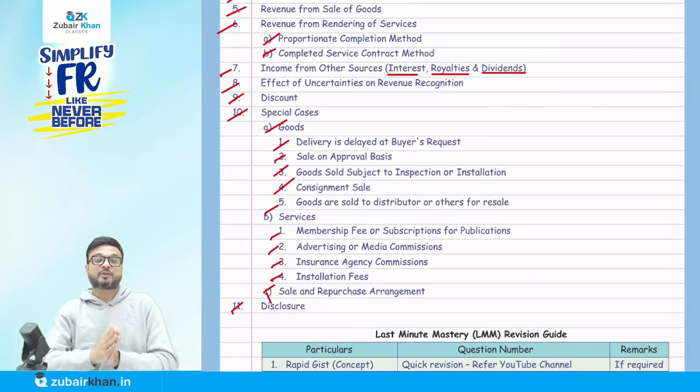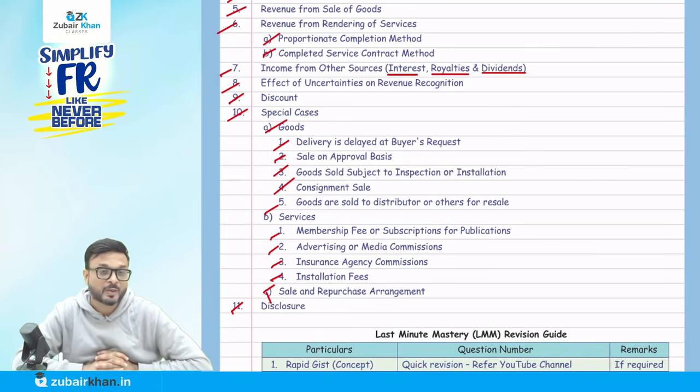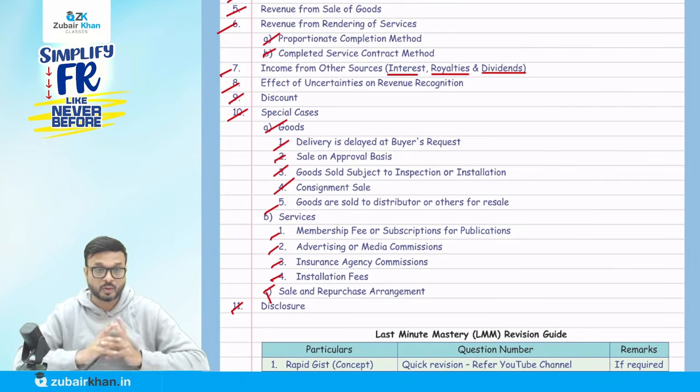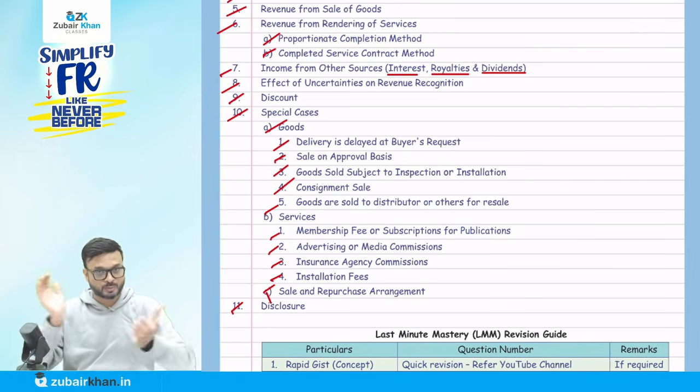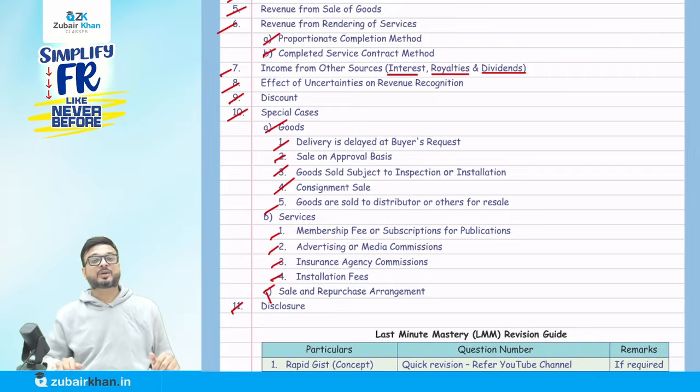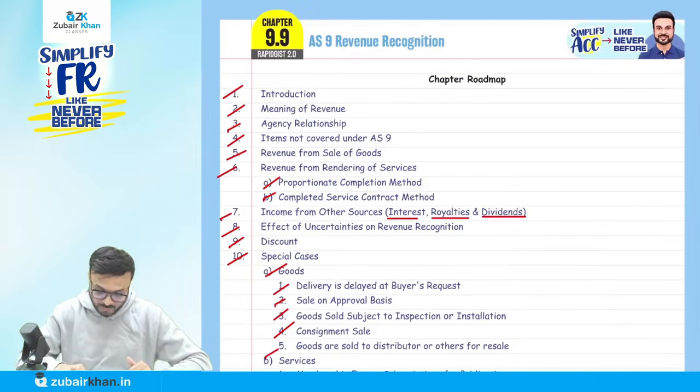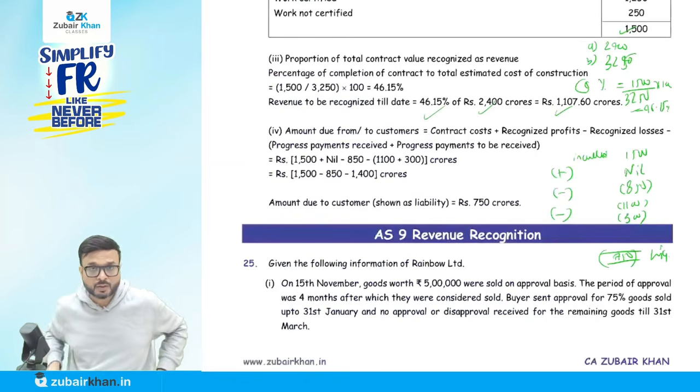In addition to that, we also have to disclose why the amount has not been recognized in the books of account, why it is postponed. Okay, so this is all about Accounting Standard 9. Now we'll quickly cover the question on that.